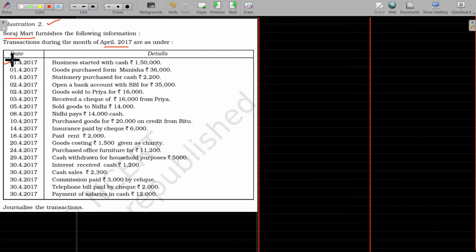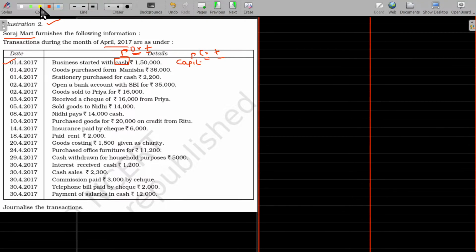That may be the usual one. Based on normal repetition, you can solve that yourself later. So on 1/4/2017, the business started with cash. So cash and then capital. Capital is a credit balance, cash is a debit balance. For the business, because of introducing the capital, the cash increases, capital also increases. To increase the debit, you have to debit it. To increase the credit, you have to credit it. So cash account is debited, capital account is credited. That's the logic. Is that okay?